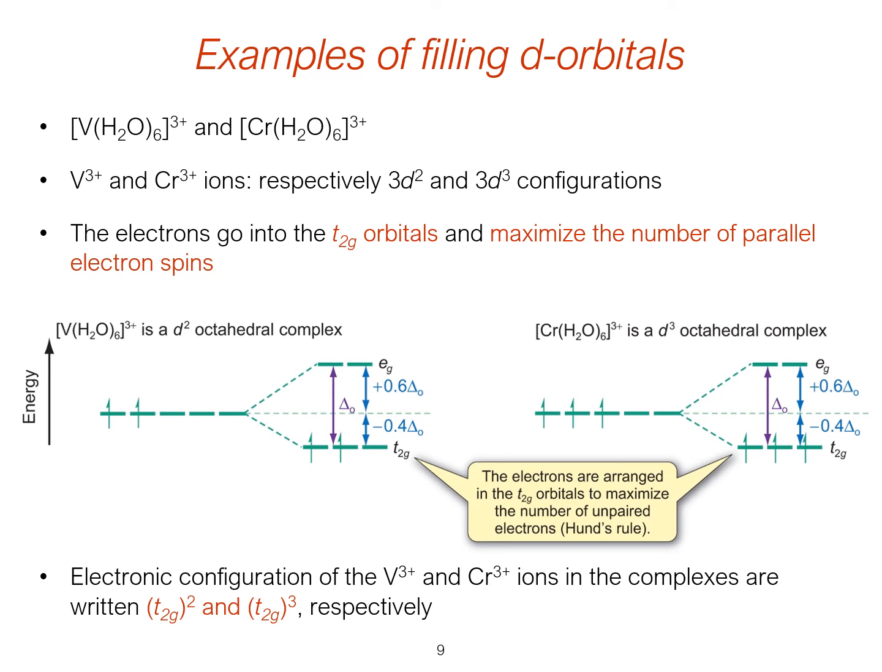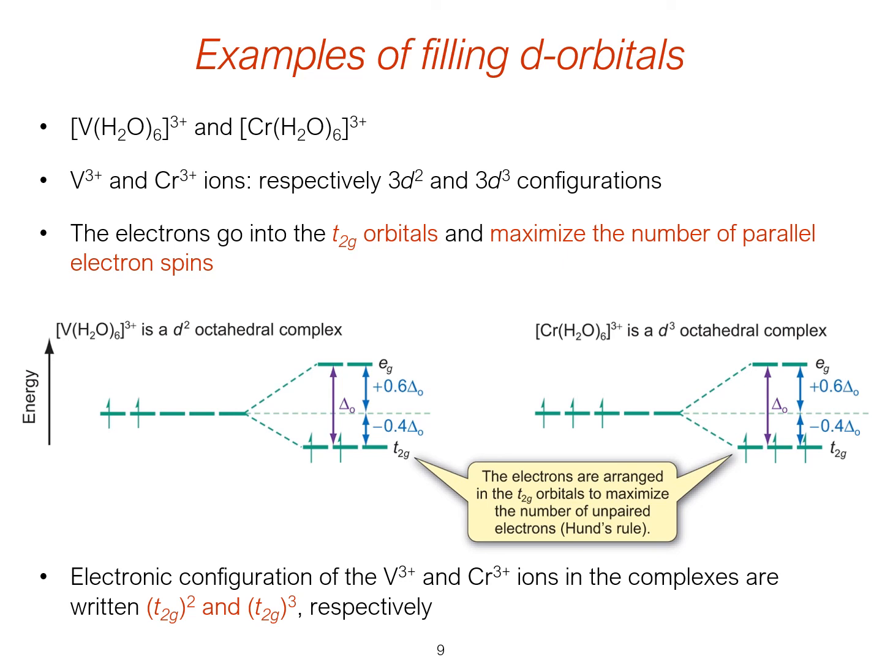So now we've got vanadium hexaaqua and chromium hexaaqua complex ions, vanadium 3+ and chromium 3+. These have the 3d2 and 3d3 configurations. These go into the t2g orbitals again, but following Hund's rule, they maximise the number of parallel electron spins. So you see with d2, we've got 2 up electrons in the t2g, and with chromium 3 up electrons in the t2g orbitals. If we were to write this electronic configuration out, you'd see that it's t2g2 and t2g3. So it's more detailed than just d2 and d3.